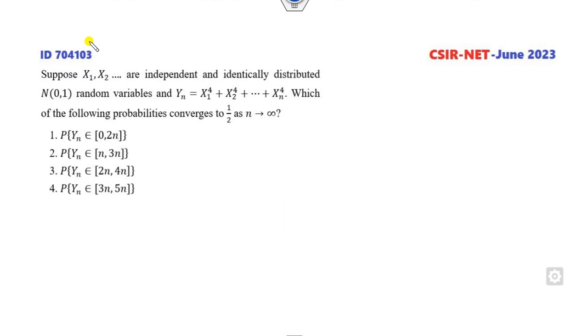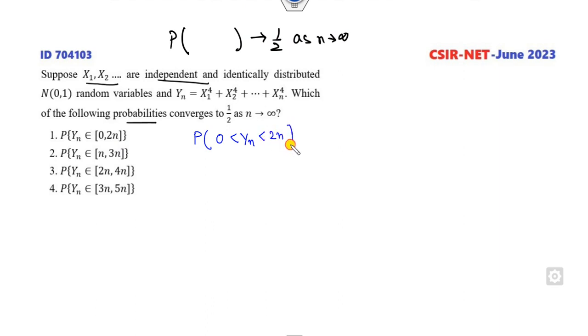Look at this another one. Again, X1, X2, X3 are IID, and Yn are here. Which of the following probabilities converges to half as n approaches infinity? Very simple, very simple. Look at the first option. If I simply write in terms of here 0, Yn, 2n, this is my first option.